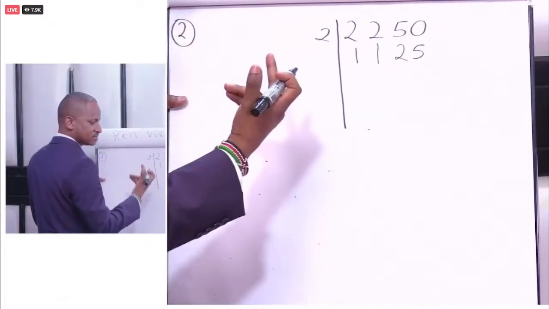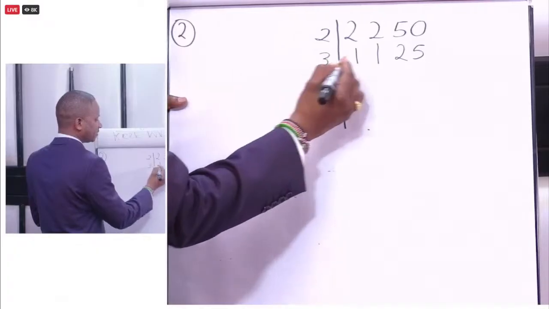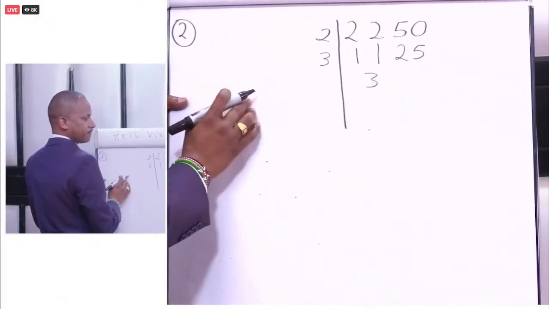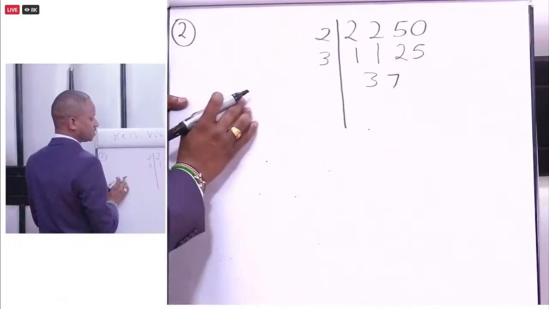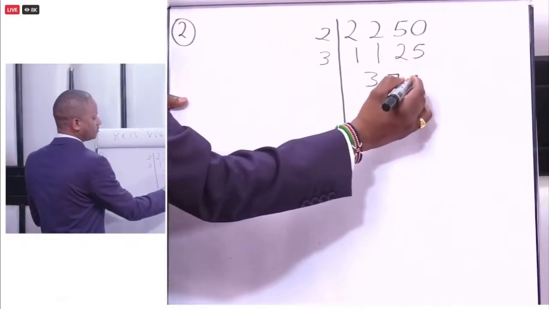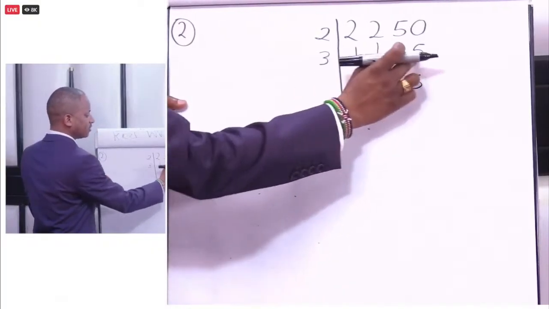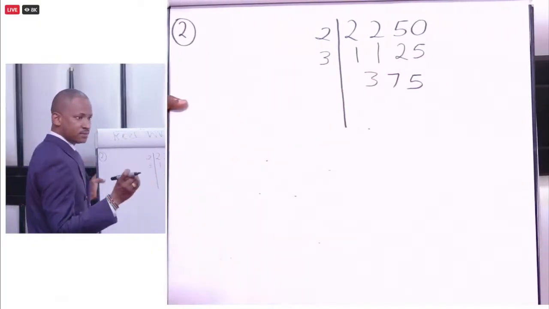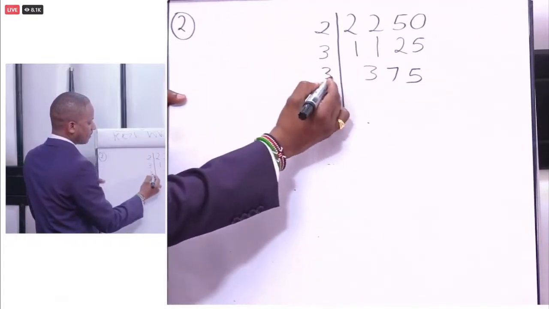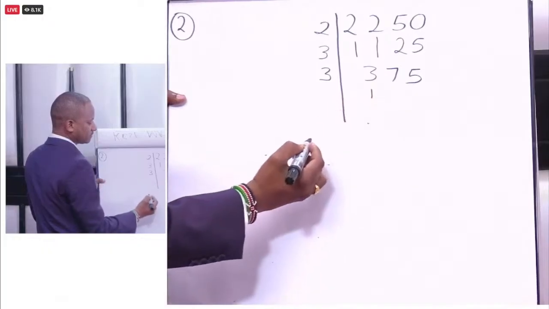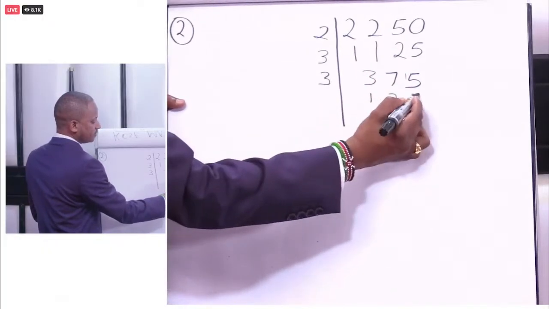We look at the next possible prime factor, which is 3. So if we take 3, 3 goes into 11 3 times. Remainder 2. Into 22, 7 times, which is 21. Remainder 1. Into 15, 5 times. So it means that 3 can easily go into 1125 without a remainder. Then again, we look at 3 again from here. 3 goes into 3 once, into 7 twice, remainder 1, into 15 5 times.